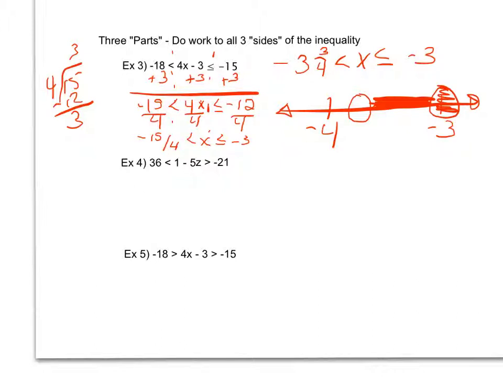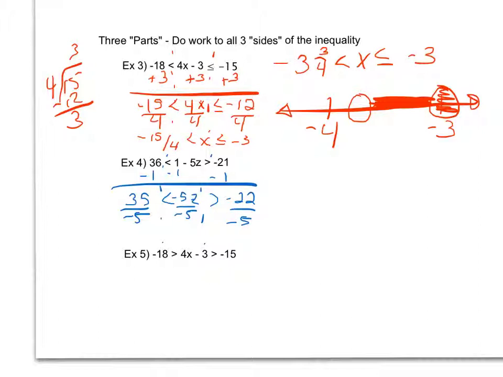Looking at the next example, example 4. I'm going to go ahead and subtract 1, because again, now I want to get the variable by itself. I'm going to try to get z by itself in the middle, and I get 36 minus 1 is 35, is less than negative 5z, which is greater than negative 22. I'm going to divide each side by negative 5. When I do, I have to remember to flip my inequality. And I get negative 7 is greater than z, is less than 22/5.